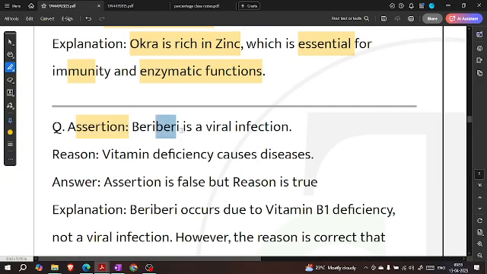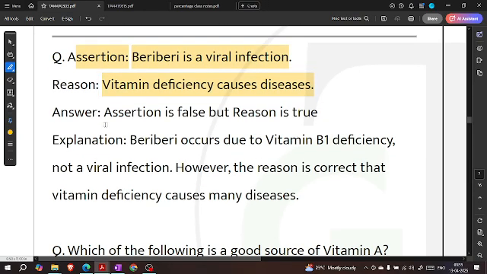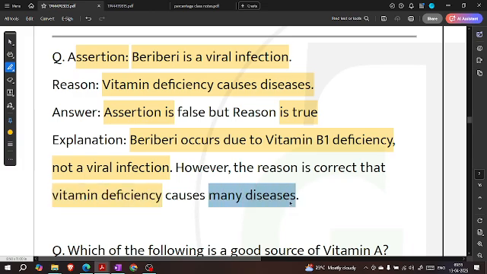Assertion: Beriberi is a viral infection. Reason: Vitamin deficiency causes disease. Answer: The assertion is false, but the reason is true. Explanation: Beriberi occurs due to vitamin B1 deficiency, not a viral infection. However, the reason is correct that vitamin deficiency causes many diseases.